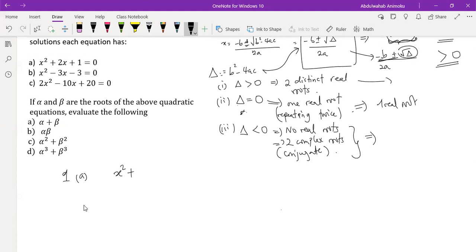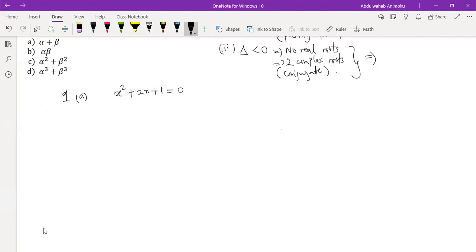So we have x squared plus 2x plus 1 equal to 0. Now, what does this tell us? A is the coefficient of x squared, A is 1, B is 2, and C is what? The constant, which is 1, okay? C is 1.